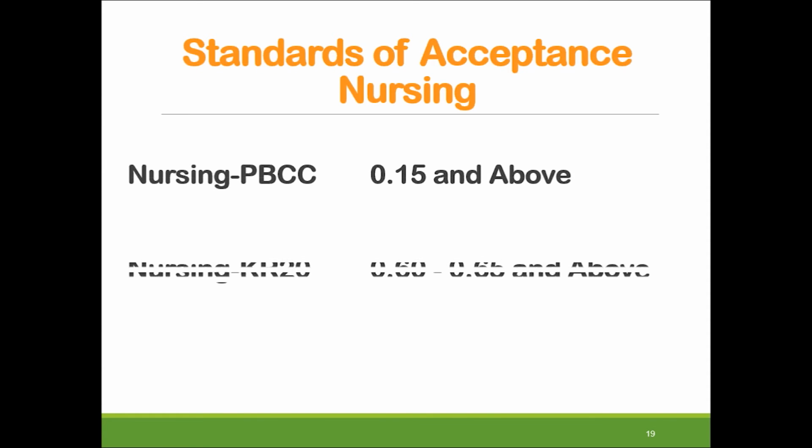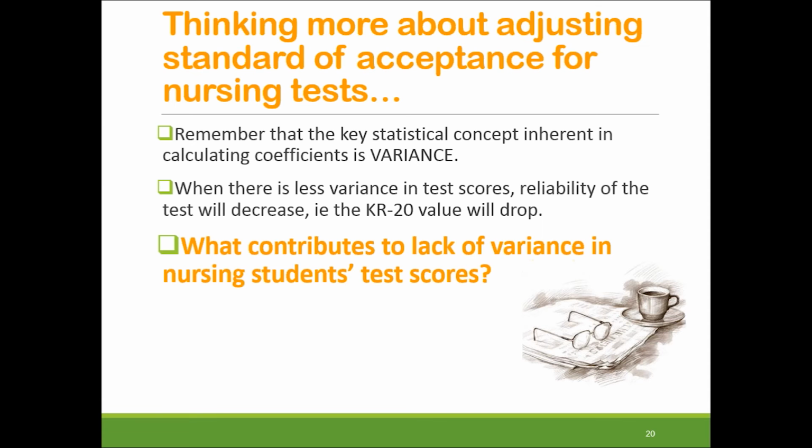We also make in nursing a little bit of a variation with both the point biserial correlation coefficient and the KR20. And you'll notice that these values are slightly different from the standards across all other disciplines. And there's truly a reason for this. So if you think about why would we say, oh, well, a KR20 of 0.6 or 0.65 rather than 0.7 is acceptable, and a point biserial correlation coefficient of 0.15 is acceptable, there is a rationale for that.